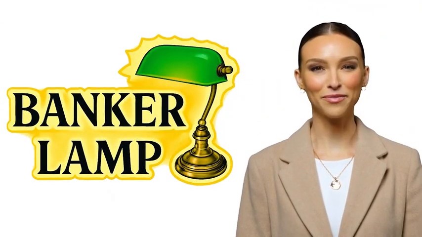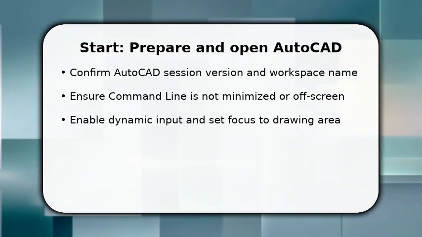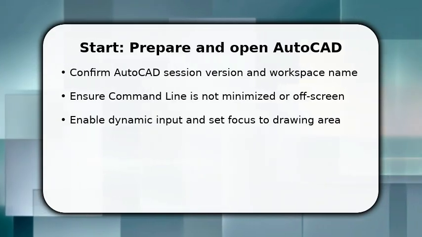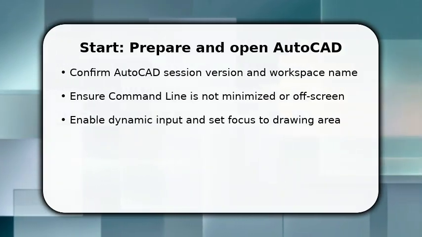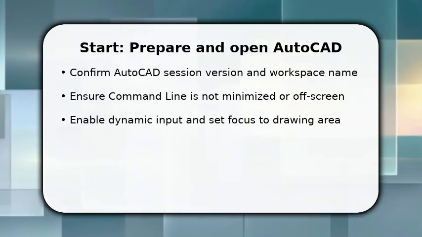Please enjoy the video. You're in AutoCAD and need the command line back now. First, make sure your workspace is loaded and dynamic input is on. This prevents focus shift. Next, press Ctrl+9 to toggle the command line window. This is the quickest restore.